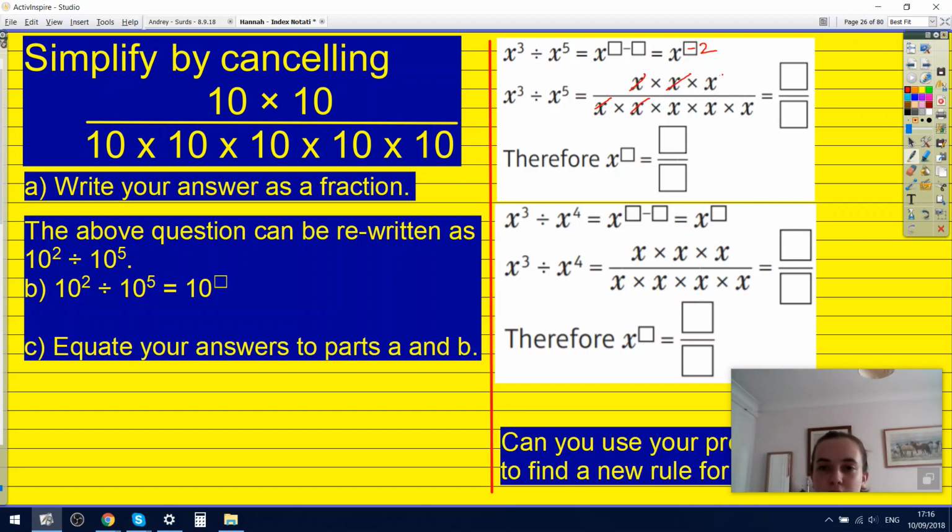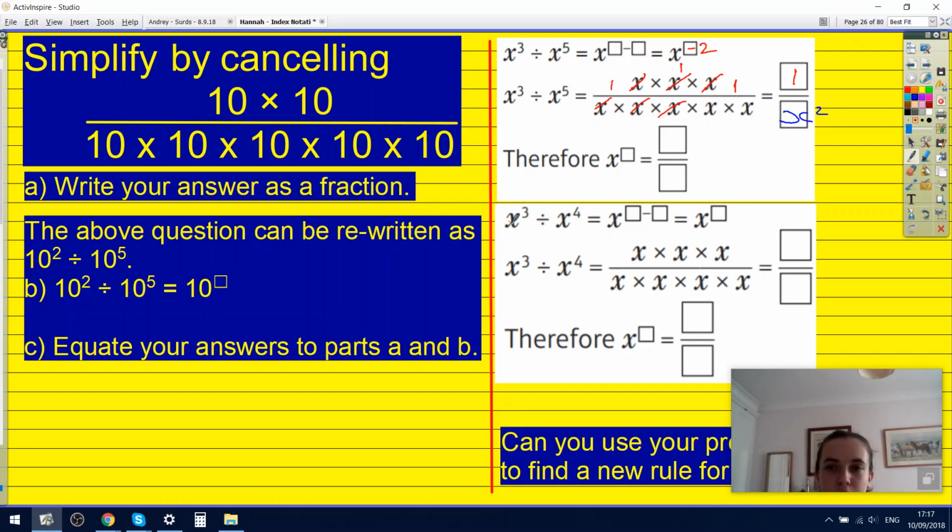And so, what are you left with? What is x times x? x squared. So on the bottom you have x squared. Any idea what you have on the top? You have the 1, because x over x is the same as 1 over 1. So it's like 1 times 1 times 1, which is just 1.